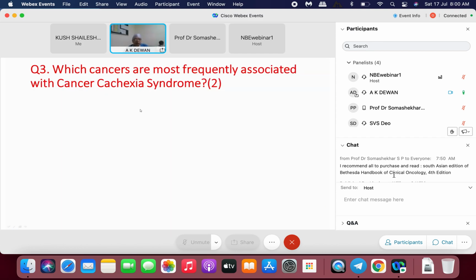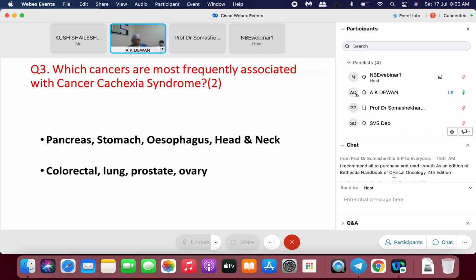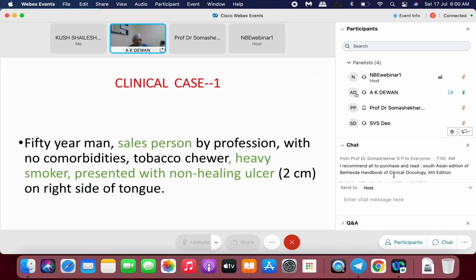Which cancers are associated with cancer cachexia syndrome? This is 2 marks. Pancreas, stomach, esophagus, head and neck, colorectal, lung, prostate, ovary. Do not write details, please. So this was about the OSCE, a few examples I had given.